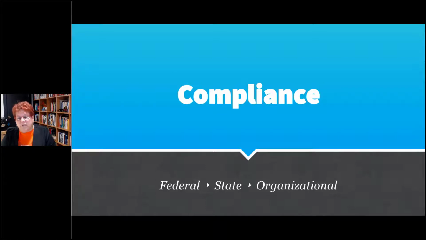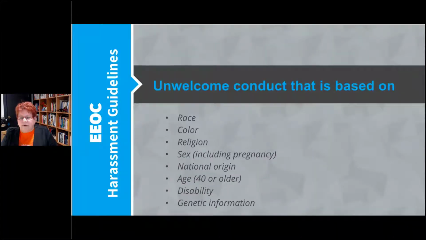So when you're thinking about rolling out your training in your program, you want to think about it from these three different levels. From the EEOC standpoint, if you've been involved in training or in HR, you're very familiar with these already: race, color, religion, sex, including pregnancy, national origin, age, disability. These are all categories that are covered under any form of harassment in your organization.